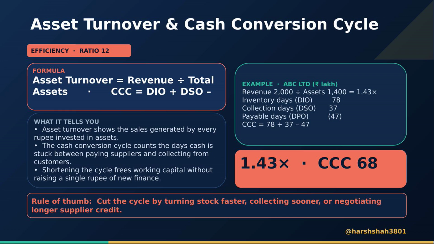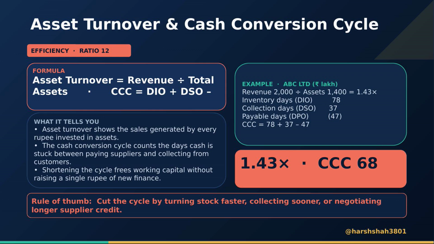Think about what that actually means. That's 68 days where cash is locked up between paying suppliers and collecting from customers. And here's a great insight for you. Shortening this cycle frees up working capital without raising a single rupee of new financing. How would you shorten it?